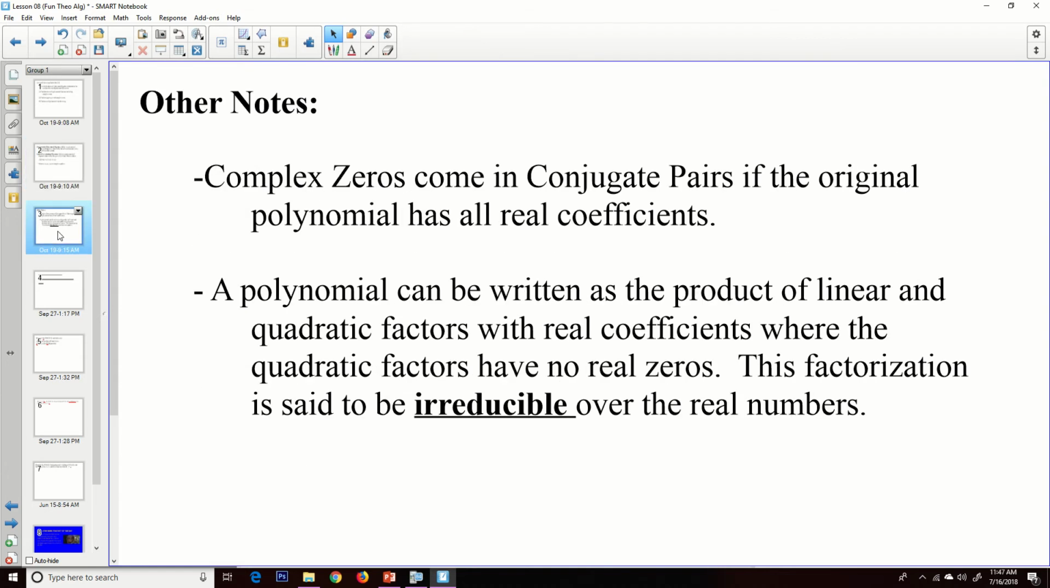So some other notes: complex zeros come in conjugate pairs if the original function has all real coefficients. That's going to be very important later on. And a polynomial can be written as a product of linear and quadratic factors with real coefficients where the quadratic factors have no real zeros. This factorization is said to be irreducible over the real numbers. So there are instances where they just want you to find the real zeros or to factor to irreducible over the real numbers, and you'll be left with a quadratic that is probably going to be a product of 2 complex conjugates.